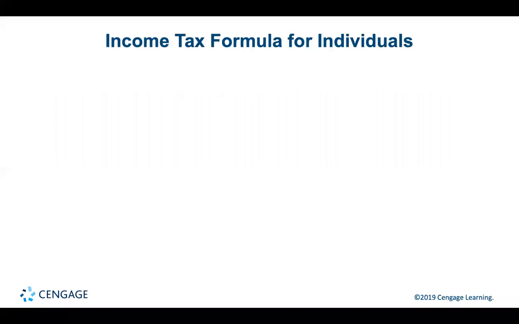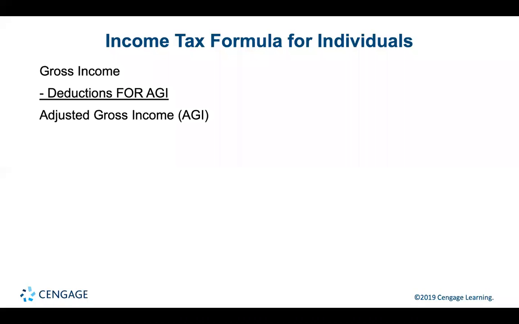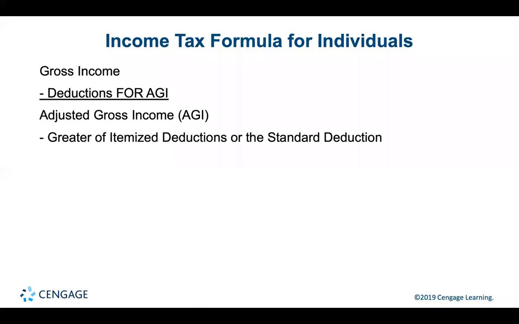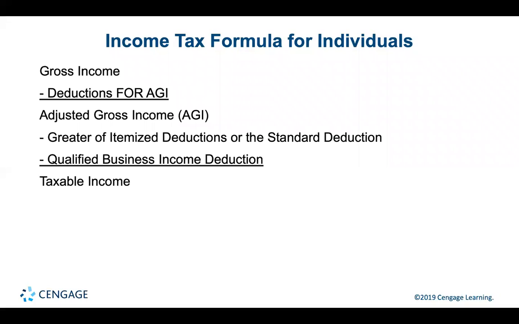Think back to Chapter 1 and the income tax formula that we discussed. As a reminder, the income tax formula is gross income minus deductions for AGI, also called above-the-line deductions, gives you a calculation for adjusted gross income, AGI. From AGI, you subtract the greater of either itemized deductions, as shown on Schedule A, or the standard deduction. You also subtract the qualified business income deduction if the taxpayer qualifies. You then arrive at taxable income.